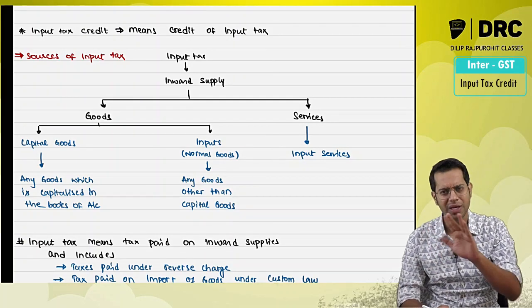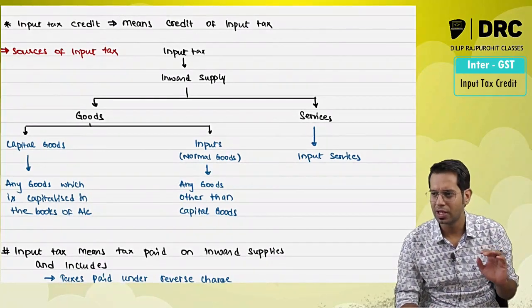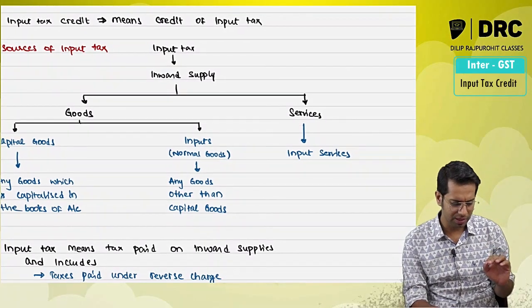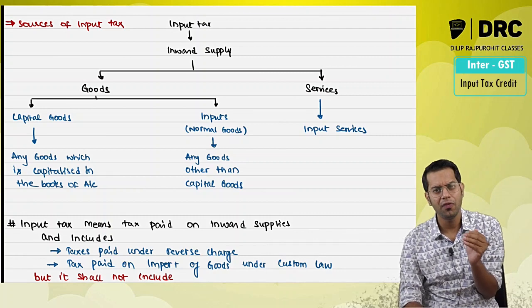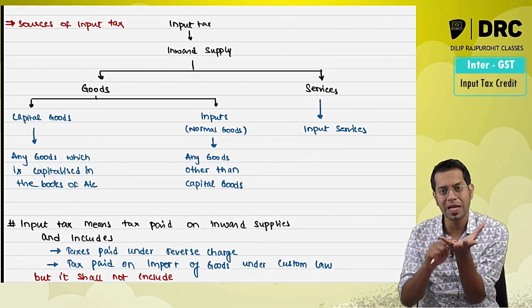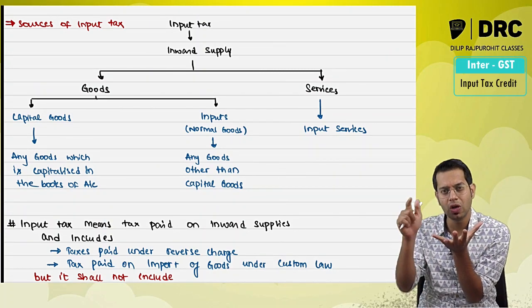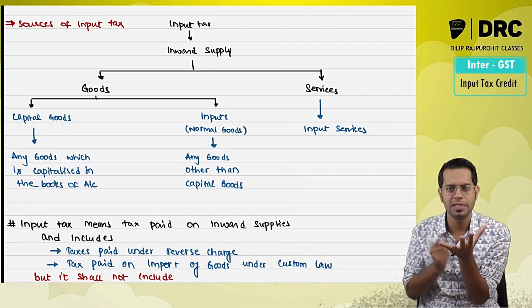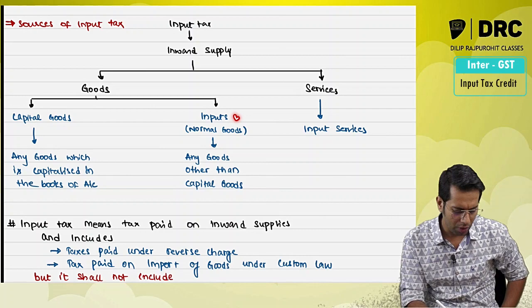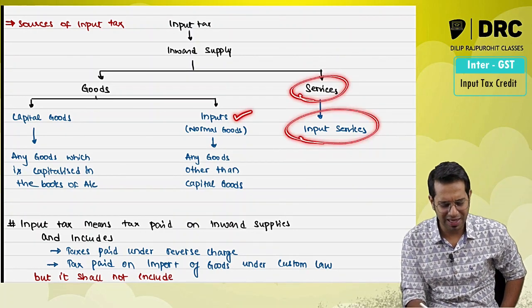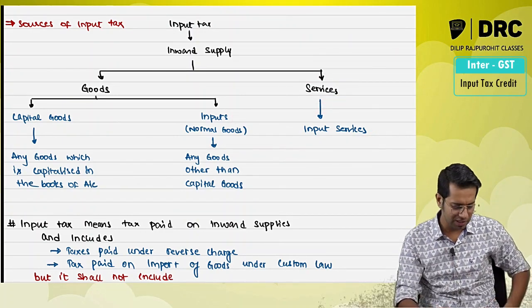Here the lawmakers have left it completely on you to decide whether you want to call something capital goods or normal goods. They say any goods which you are capitalizing in your books of accounts, recording on the asset side of your balance sheet, will be treated as capital goods, and all the other goods are treated as normal goods or inputs. Services are divided only into one category, which is input services.